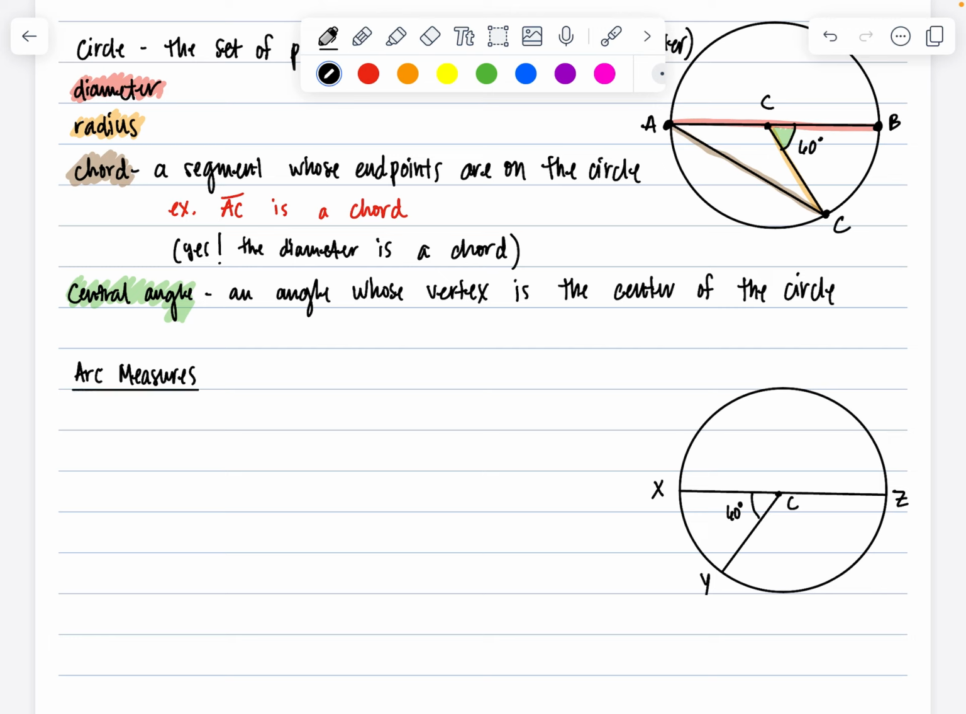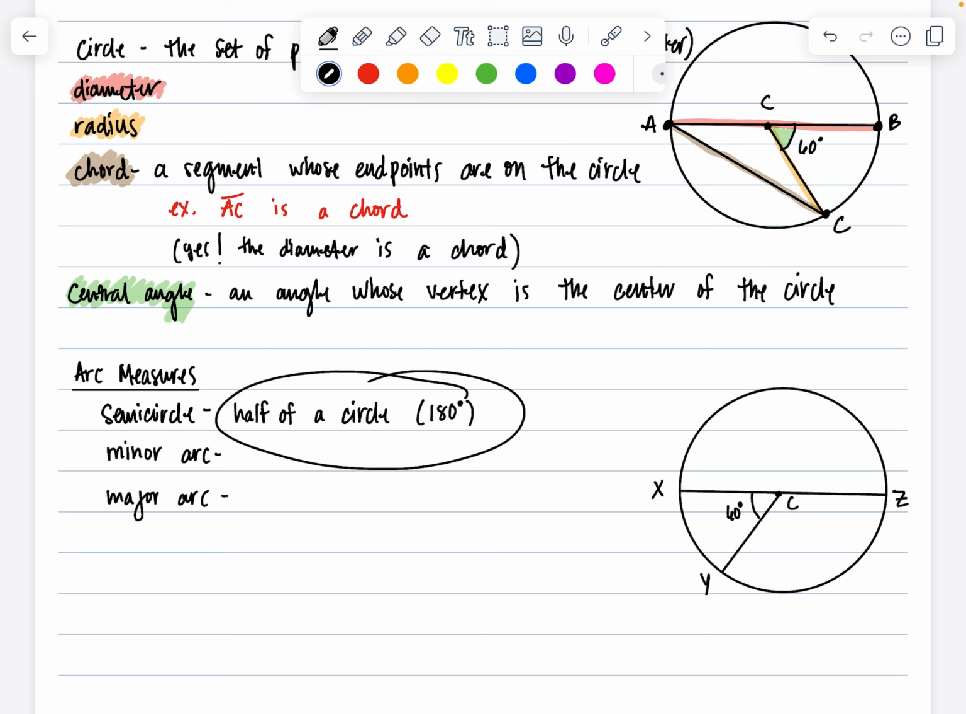Okay? Arc measures can be classified in 3 different ways. Semicircle, which hopefully you could piece together. A semicircle is half of a circle. And this is 180 degrees. We have minor arcs and major arcs. A semicircle is the pivoting point between a minor arc and a major arc. Meaning, a minor arc is, if this is the pivoting point, 180 degrees, a minor arc would be less than a semicircle or less than 180 degrees.